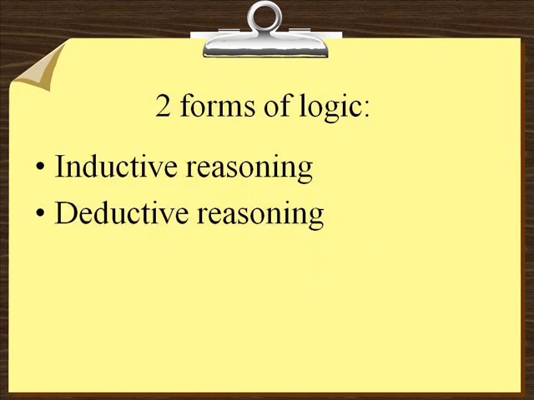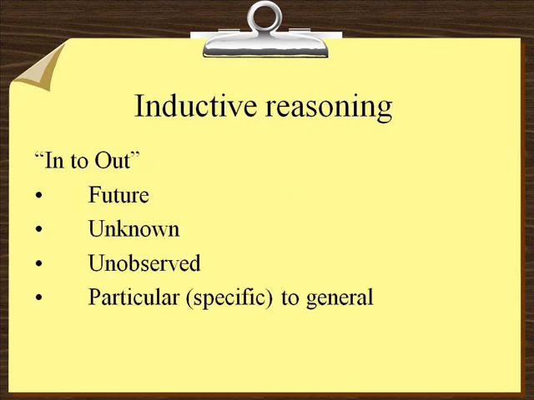Arguments use logic, and there are two forms of logic: inductive reasoning and deductive reasoning. Inductive reasoning deals with the future, the unknown, and the unobserved. It looks at a specific characteristic or characteristics of one item and applies what you know about it to the rest of its group. It is the in to out approach.